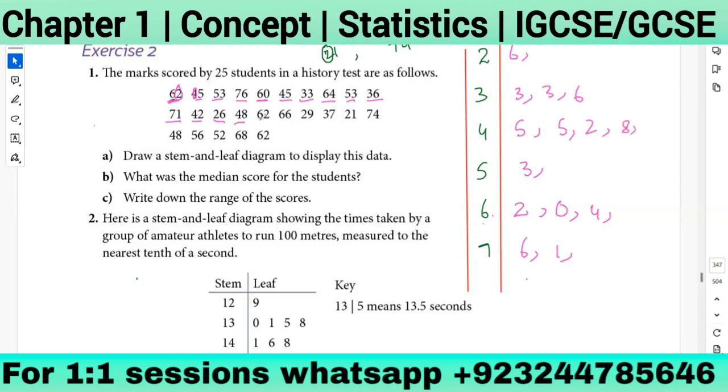48, 62, 66, 29, 37, 21, 74, 48, 56, 52, 68, and 62 is the last one.